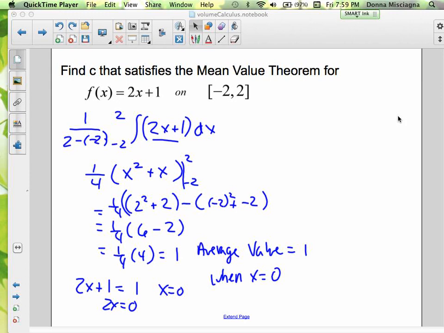If you set your function equal to the average, you can find out when the average occurs. This is a pretty easy solve, right? The average occurs at 0. And of course, it's a line, right? That's our y-intercept, so at 0 we equal our y-intercept. I like this problem because it's so easy to understand why this would be true. If our average for the function here is 1, that has to occur at 0. It's the y-intercept, which happens to be 1. So nice, easy problem here.